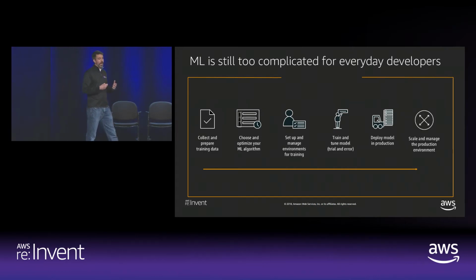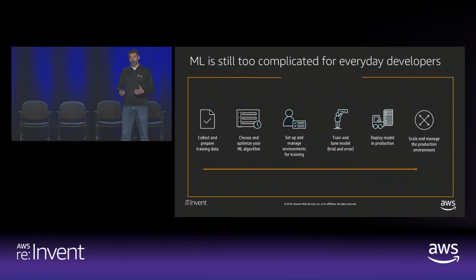And for a long time, we heard that ML is really complicated for everyday developers. It's a very long cycle that involves multiple teams. It can be error-prone. There can be gaps. It requires you to collect and prepare your training data. It requires you to pick a machine learning model or algorithm that you want to use. You have to set up and manage a training environment. Then you have to scale that out and train and tune at scale. And all of that requires a lot of work and a lot of iteration, a specialized skill set.